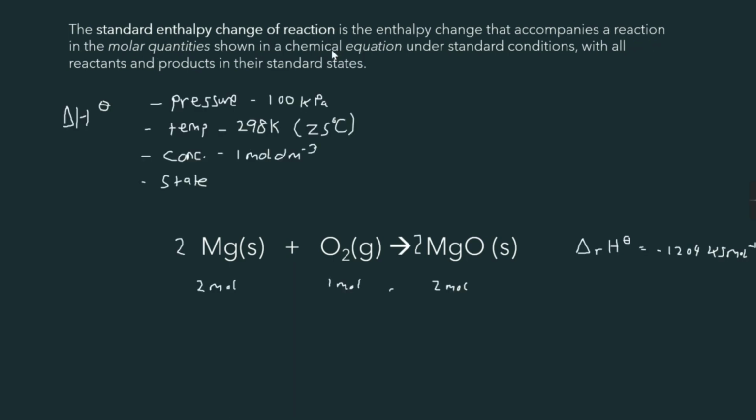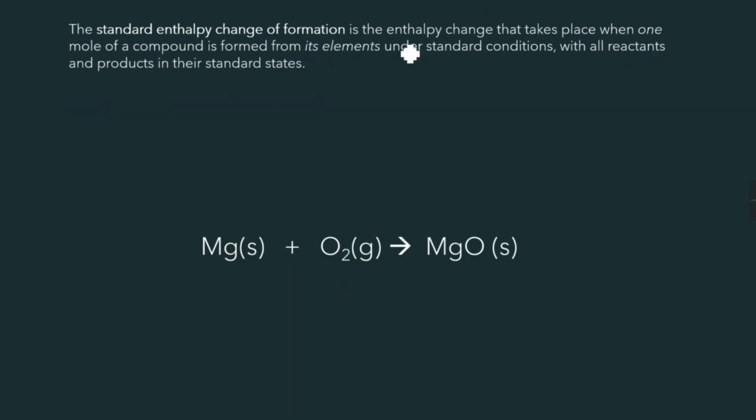So last time we did reaction, now we're doing formation. It's the enthalpy change that takes place when 1 mole of a compound is formed from its elements under standard conditions with all reactants and products in the standard state. So we sort of talked about the last part of the definition, and that applies here as well.